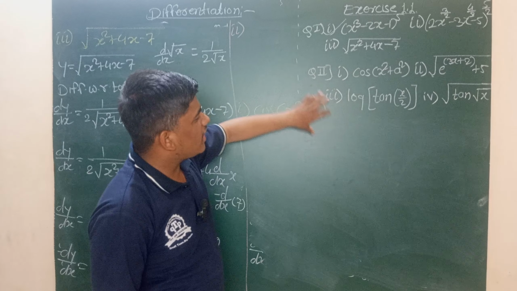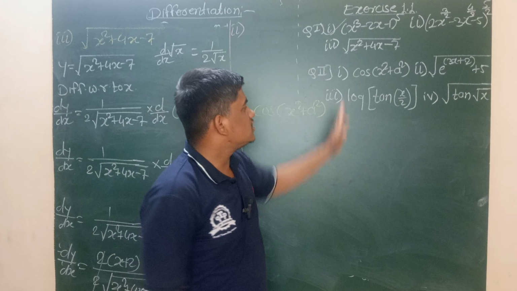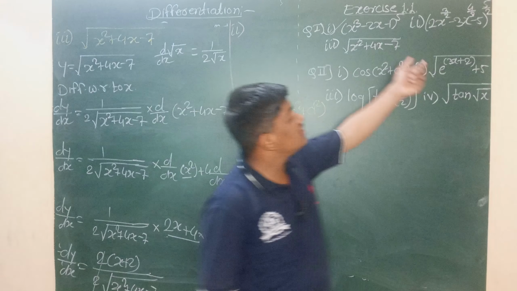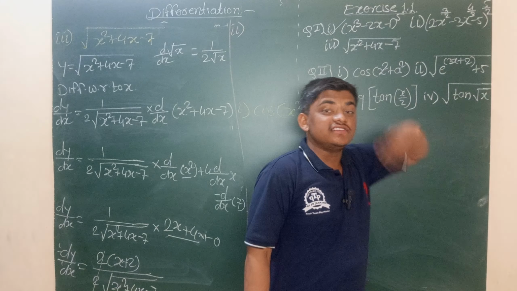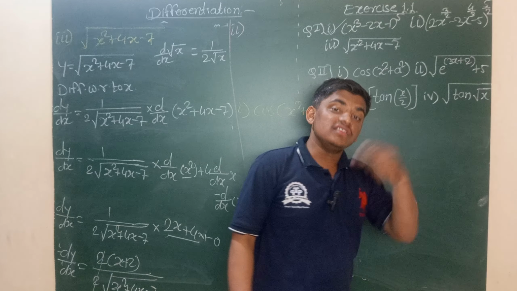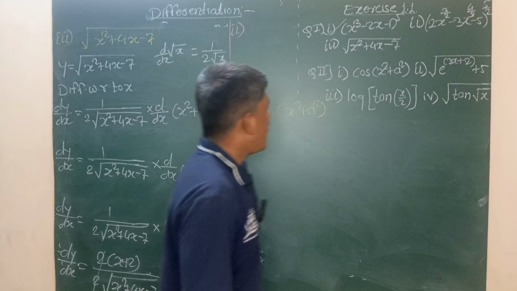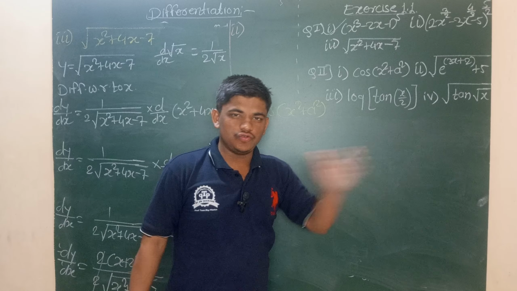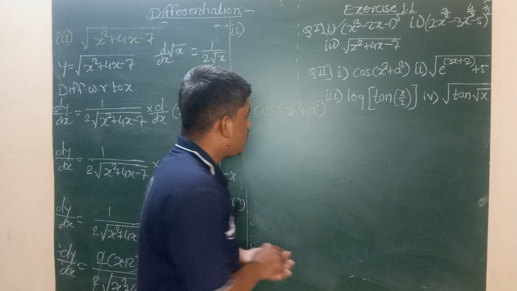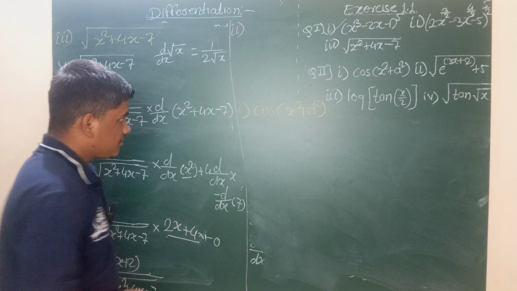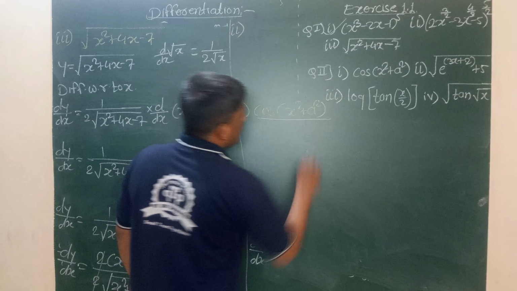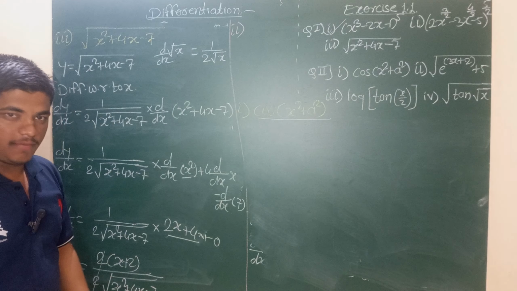In question number second, we solve all types of questions: trigonometric functions, square root functions, inside the square root some exponential function, inside that exponential function some algebraic functions, and logarithmic functions, trigonometric functions, algebraic functions also. All types of questions will be solved in question number 2. All functions will be solved, or differentiation of all types of questions. Then cos of x square plus a square.